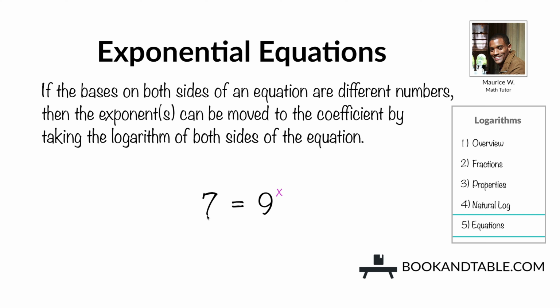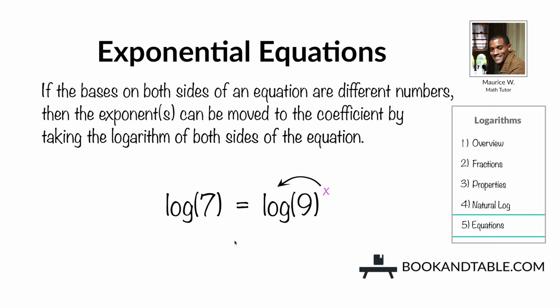So let's say we had 7 is equal to 9 raised to a power of x. We'll use the power rule of logarithms to bring this variable down, making it a bit easier to solve for x. So 7 is equal to 9 raised to a power of x is equivalent to taking the log of both sides. So that would give us the log of 7 is equal to the log of 9 raised to a power of x. And we can use the power rule to move this exponent to the coefficient.